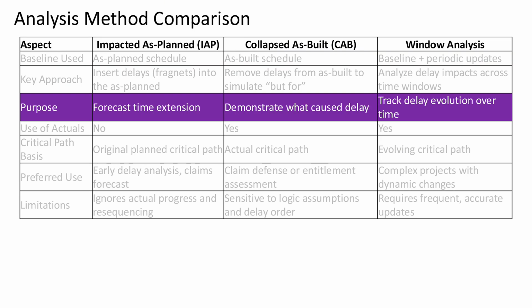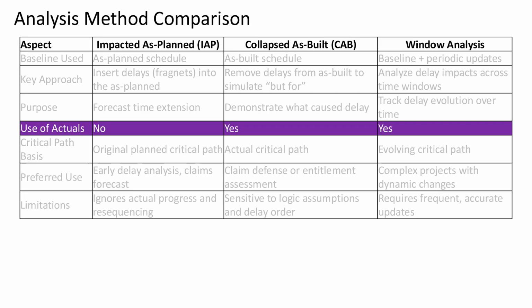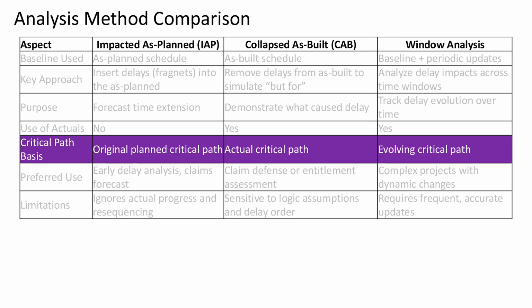In terms of purpose, IAP is useful for forecasting time extensions early in the project. CAB is often used to demonstrate the causes of delay, and window analysis is ideal for understanding how delays evolved over time. When it comes to incorporating actual progress data, IAP does not use it, while both CAB and window analysis do. The critical path assumptions also vary. IAP relies on the original planned path. CAB analyzes the actual path followed during construction, and window analysis captures the changing critical path throughout the project.